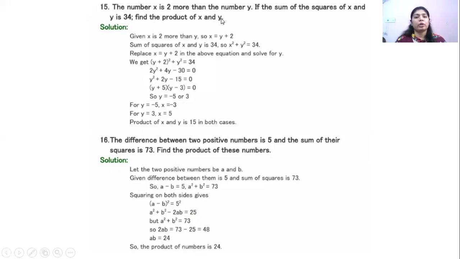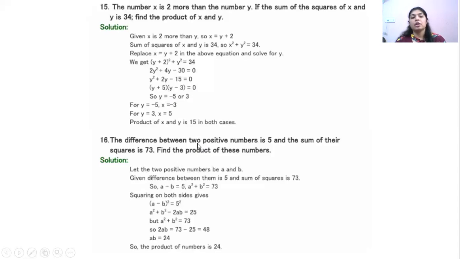We have to find the product of x and y. See, x minus y is equal to 2, or x is equal to y plus 2, and x square plus y square is equal to 34. Put the value of x equal to y plus 2 in this equation, then we'll get (y plus 2) whole square plus y square is equal to 34. Solve this one, then we'll get 2y square plus 4y minus 30. Take out 2 common: y square plus 2y minus 15 is equal to 0. Then find the factors, and on solving we'll get y is equal to minus 5 or 3.